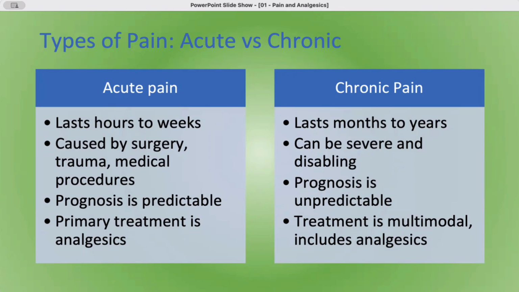And in those individuals, we will use analgesics, but very often we'll try to use other modes of pain relief as well, be it chiropractic or acupuncture, physical therapy, various other approaches so that we can preserve quality of life in those patients.